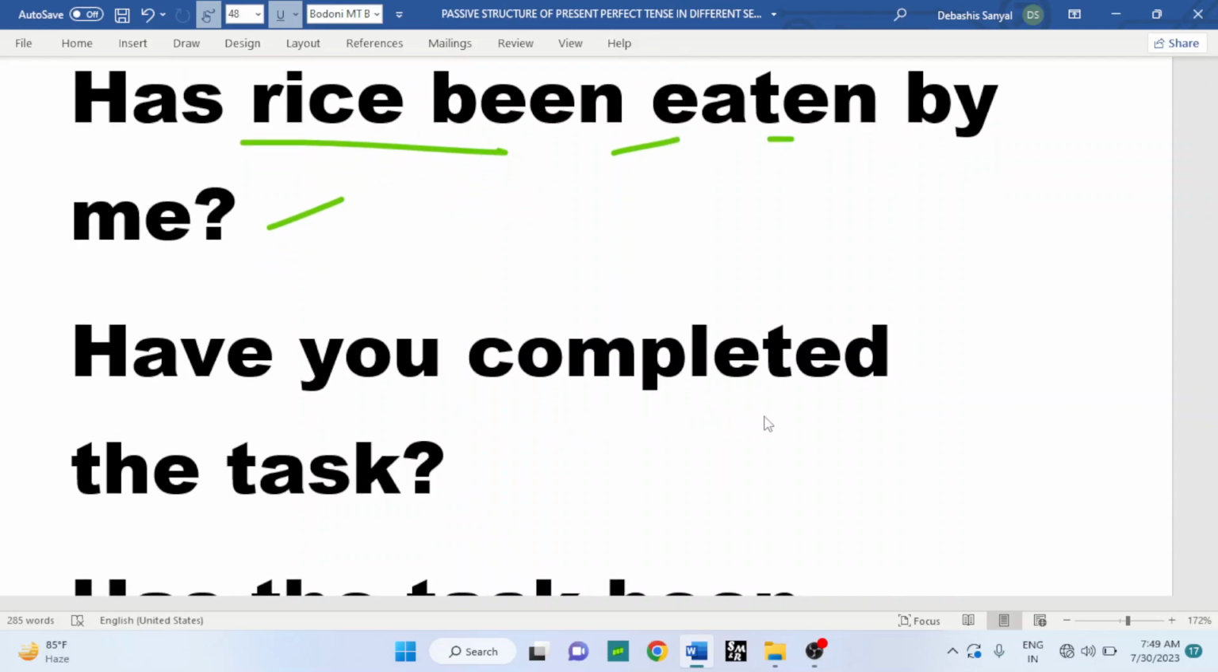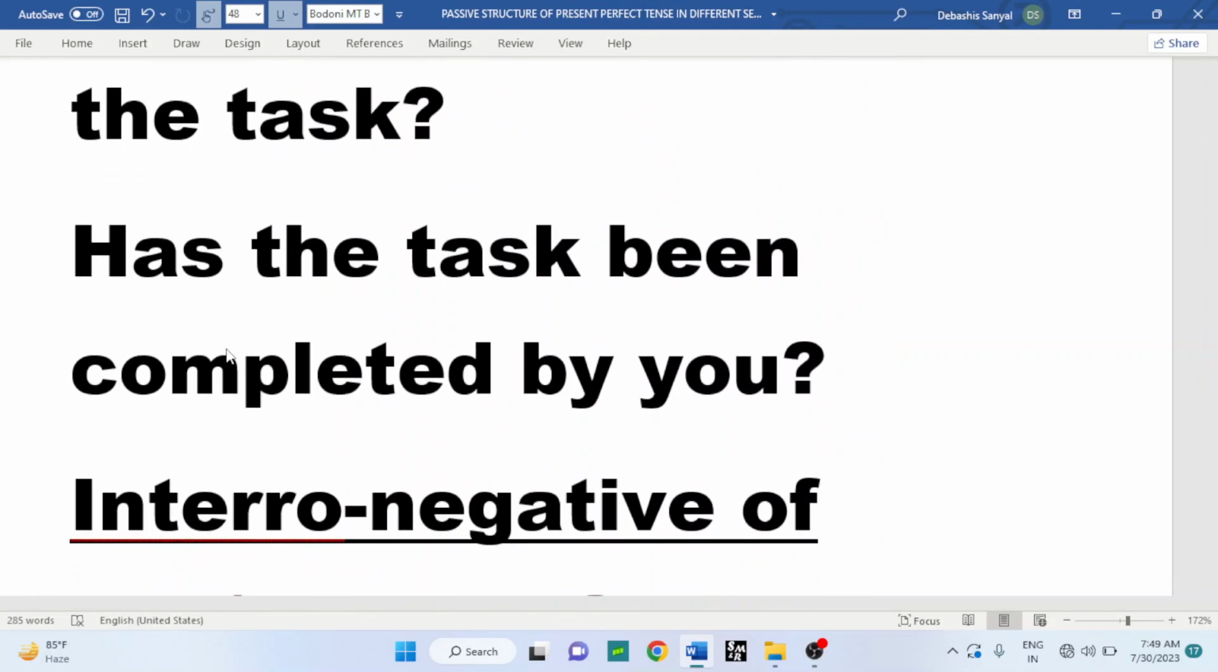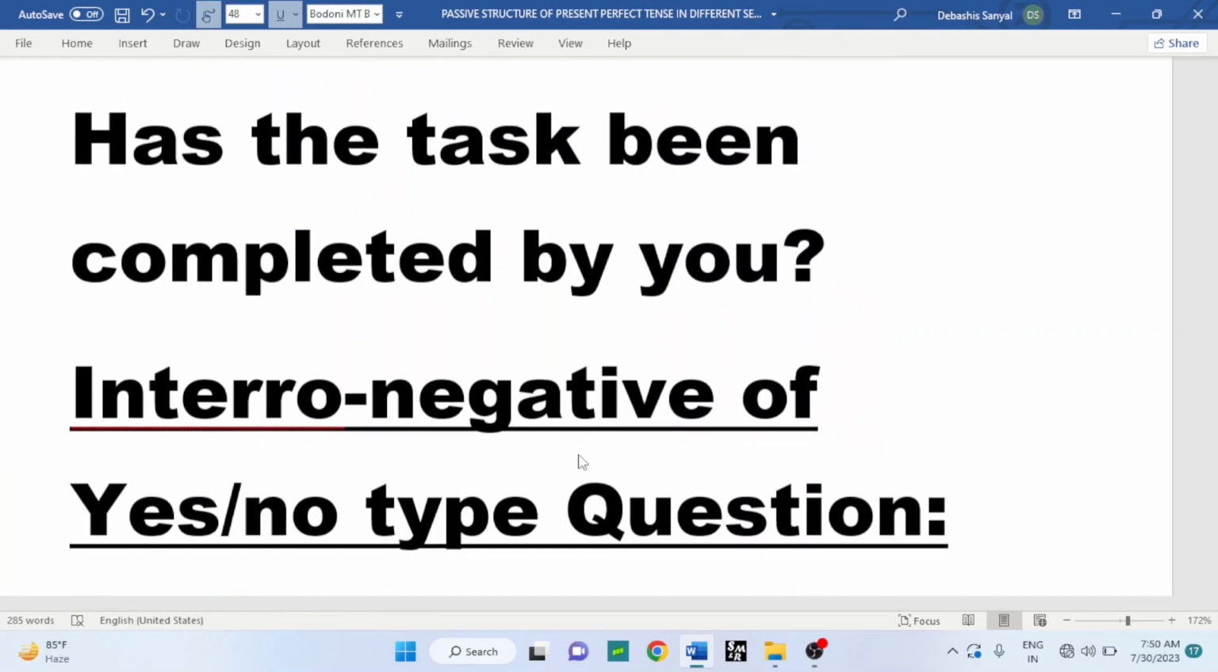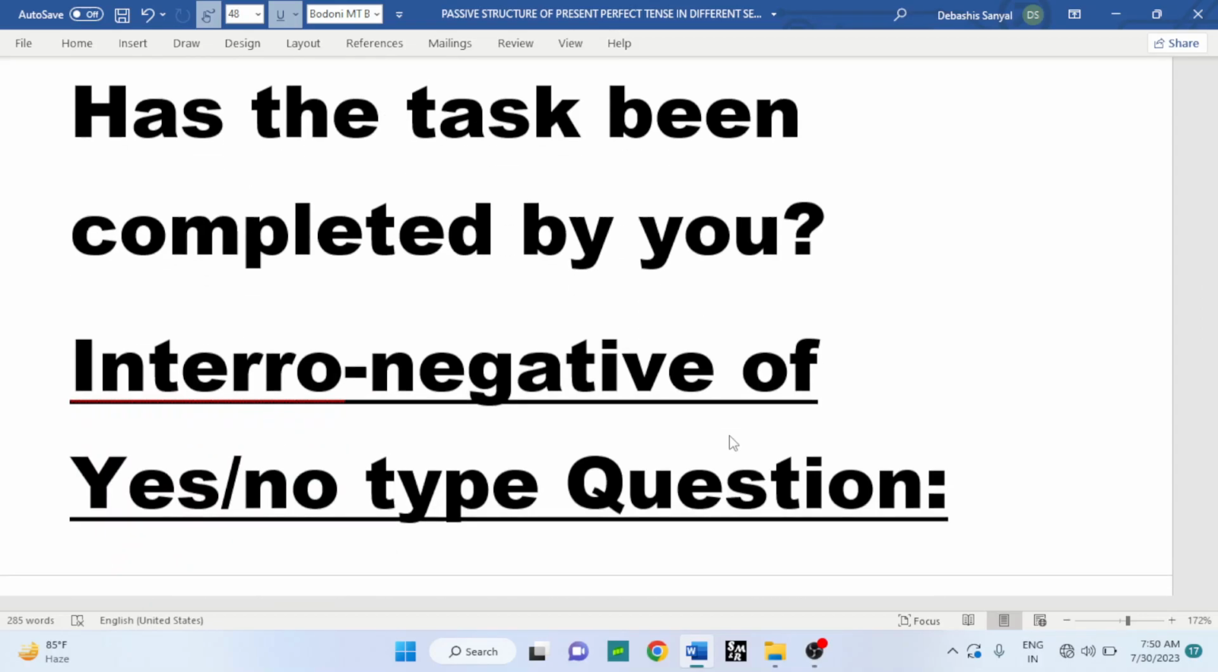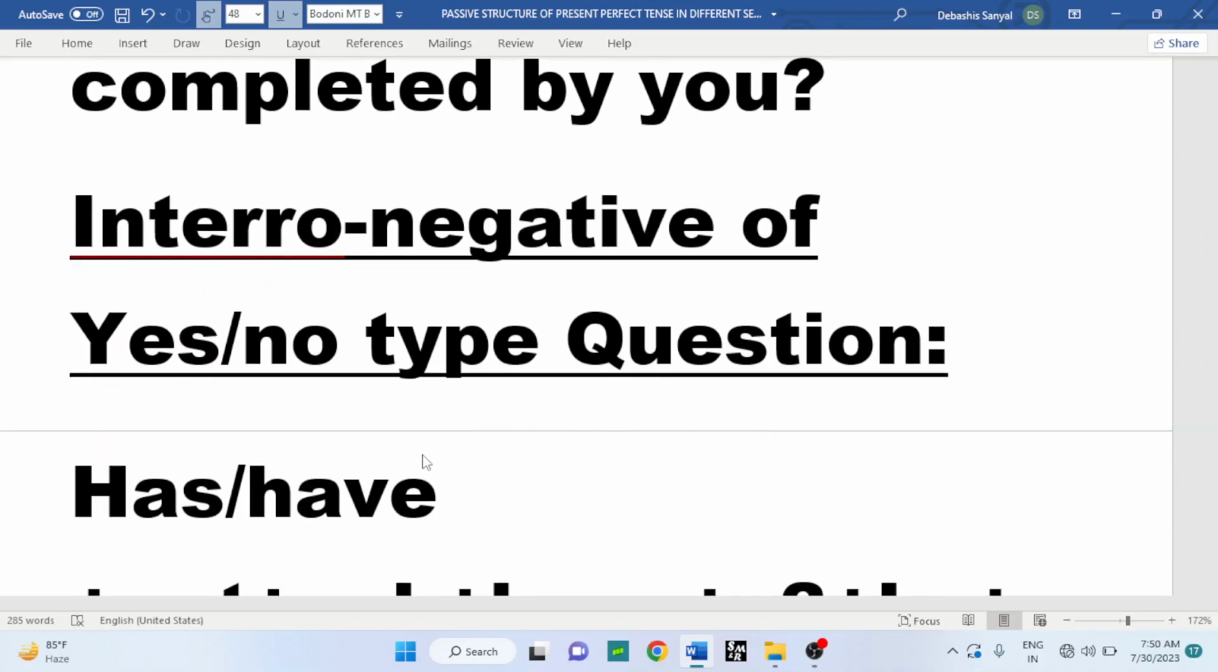Next one, have you completed the task? Has the task been completed by you? Next one, interrogative of yes no type question.